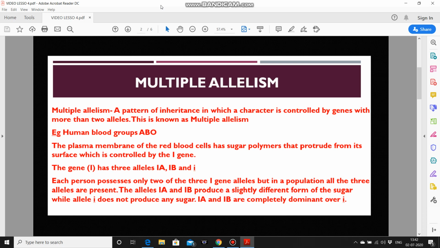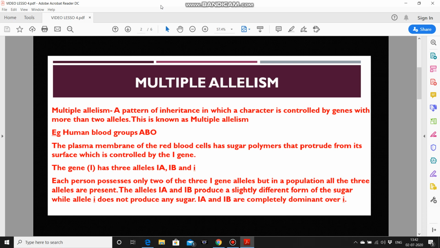These four types differ based on the type of glycoprotein seen on the plasma membrane of the RBC. And this glycoprotein is controlled by the I gene. This I gene has three alleles, IA, IB and small i. Both IA and IB are dominant alleles and small i is recessive.